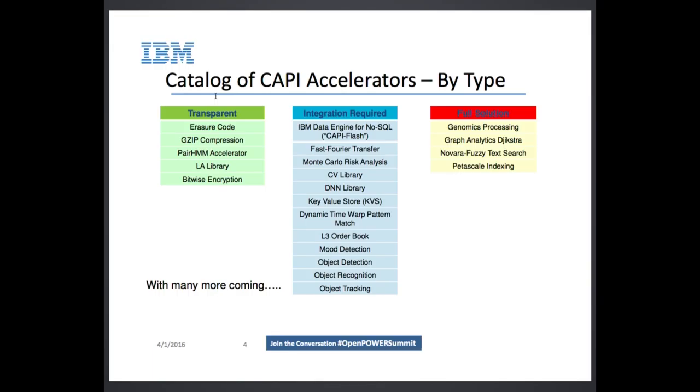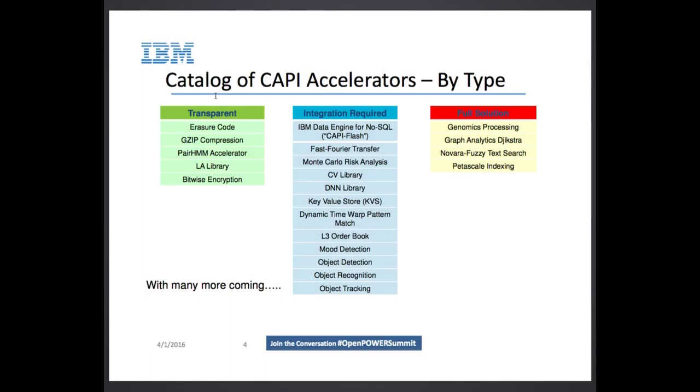Integration required, of course, the IBM Data Engine for NoSQL is an integration required accelerator because Redis had to write to our new block API, our ARC API library, in order to start to use the CAPI flash. And now we have MongoDB and others starting to use it.